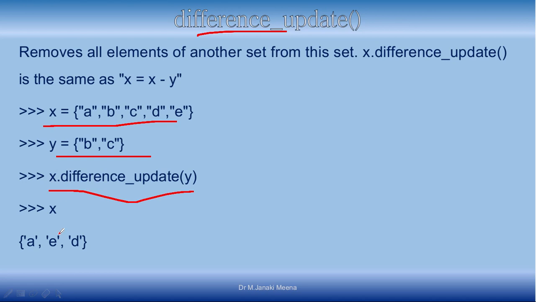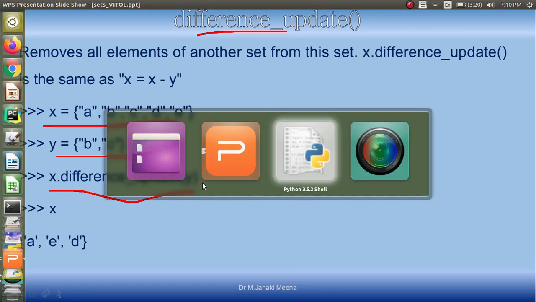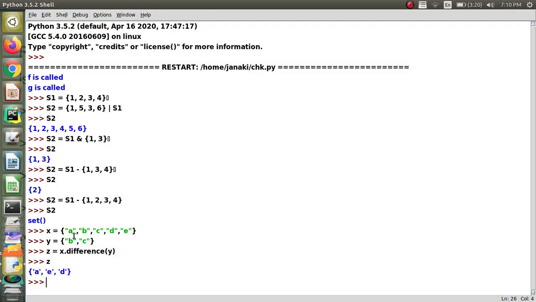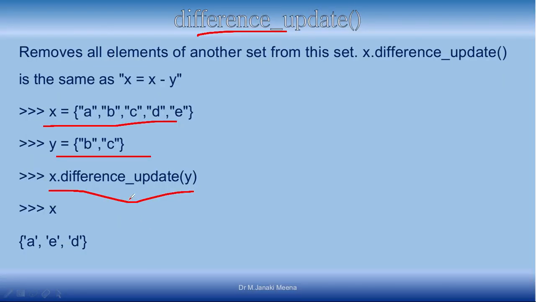So when you look at X after that, this function will not return anything. In the previous function, when we were working with it, you can see in the terminal, we were finding X.difference(Y). It was returning a set in which the elements of X which are not present in Y are given. But when you look at difference_update, this function will not return anything. Instead, it will change the set through which this function is called.